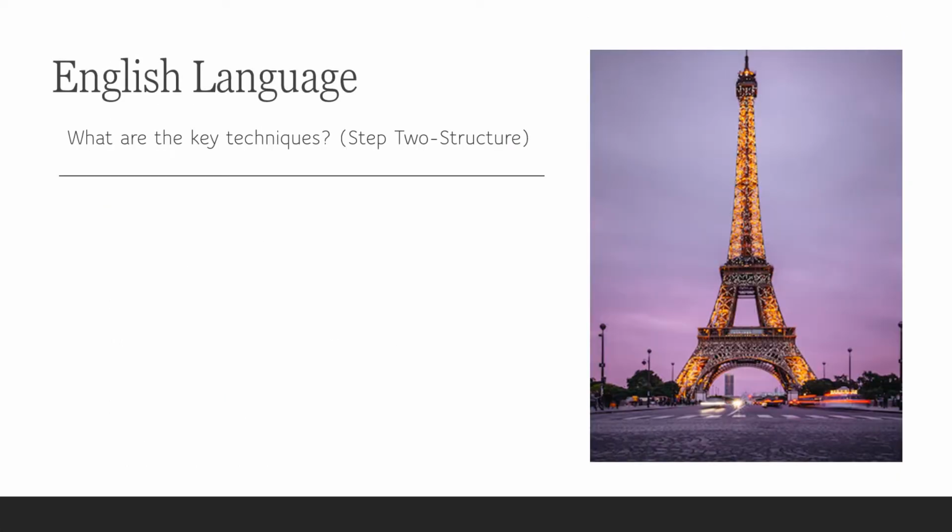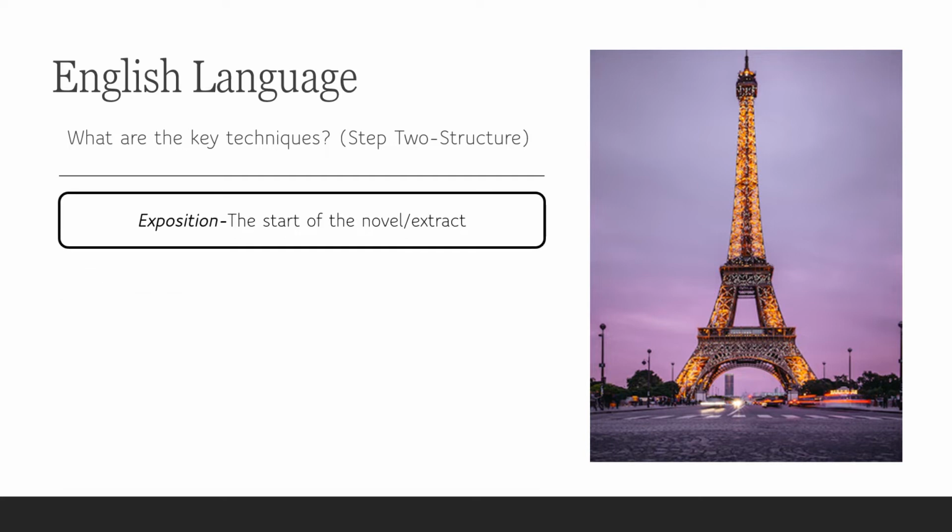So if we think about step 2, and we go back now, we're not thinking about language anymore. We're going to move on and we're going to think about structure. So structural techniques and language techniques, they're two different elements that we need to be clear about. So for structure, we can narrow it down to just a few simple techniques. The first one you absolutely have to know is the exposition. Now the exposition is going to be the start of the novel or the extract.